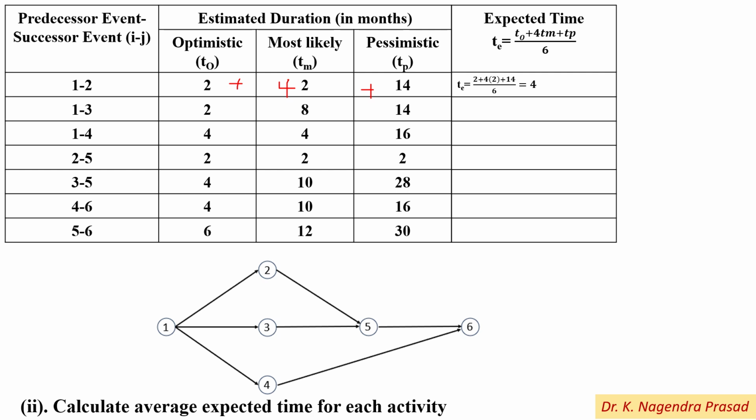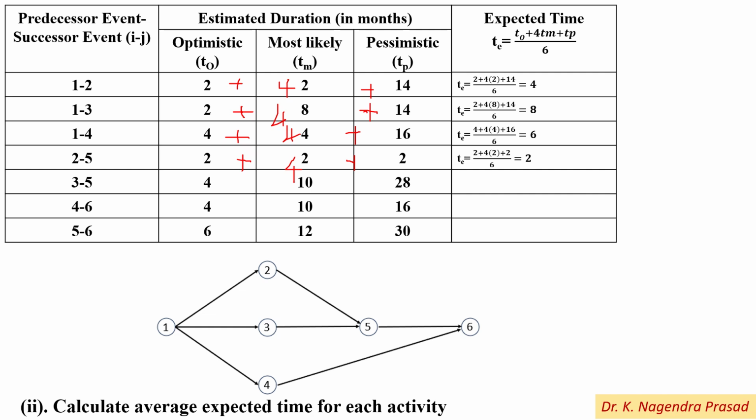Next for the activity 1 to 3, TE equals 2 plus 4 into 8 plus 14 divided by 6, which is equal to 8. Next for activity 1 to 4, 4 plus 4 into 4 plus 16 divided by 6, which is equal to 6. Next for the activity 2 to 5, 2 plus 4 into 2 plus 2 divided by 6, which is equal to 2.